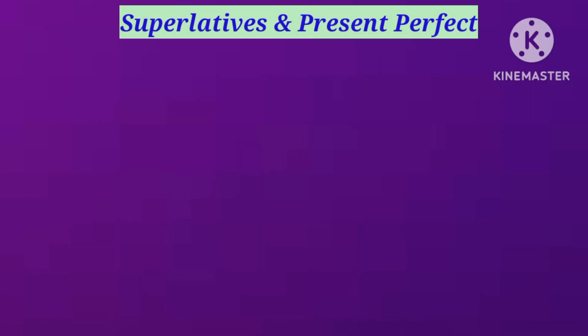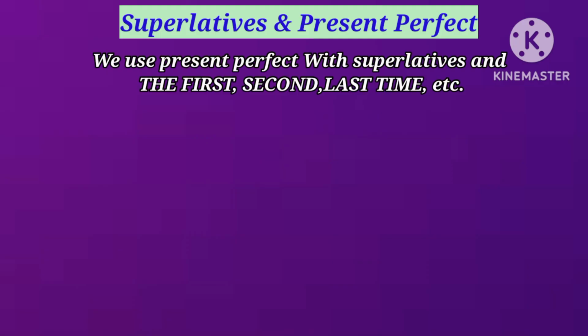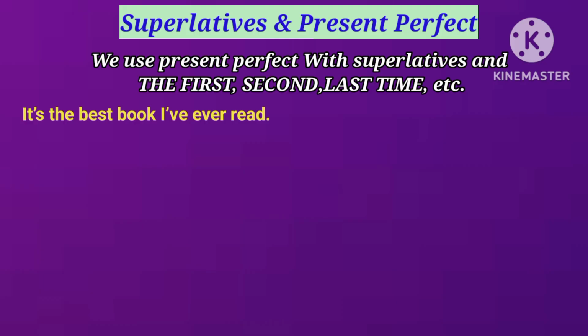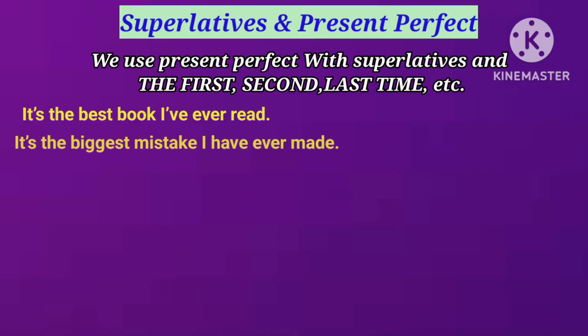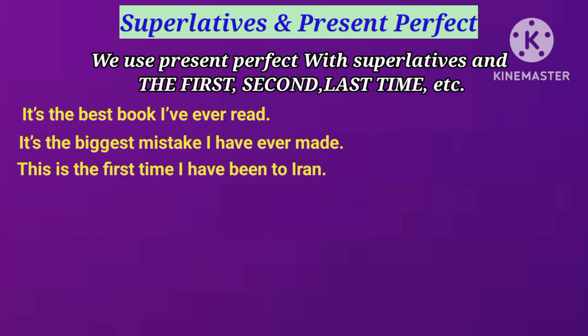Our next topic is present perfect and superlative adjectives. We use present perfect with superlatives and the first, second, last time, etc. For example, it's the best book I've ever read. It's the biggest mistake I have ever made. This is the first time I have been to Iran.